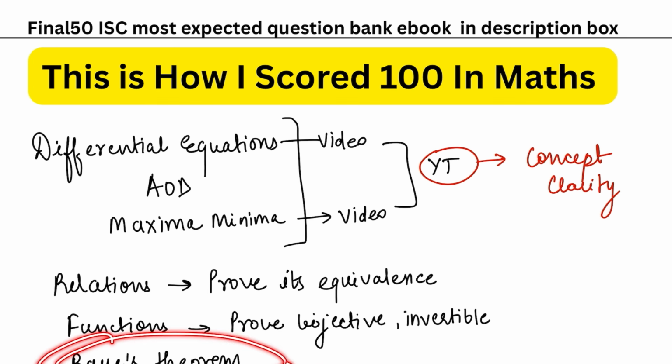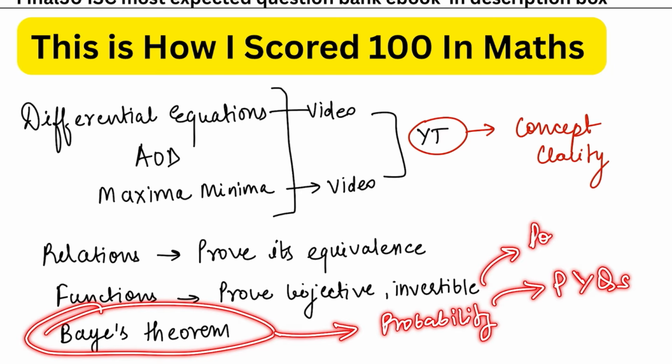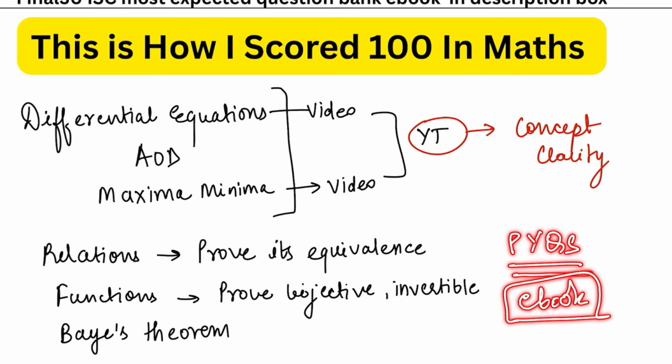Then Bayes theorem. Yes, this question is asked every year. It's a very simple question, and I think for probability you should do the PYQs only. Don't attempt the exercise questions. They are very bulky and you will not be able to solve it. So it's better to go with the PYQs or refer my ebook. You can solve all those questions from there.